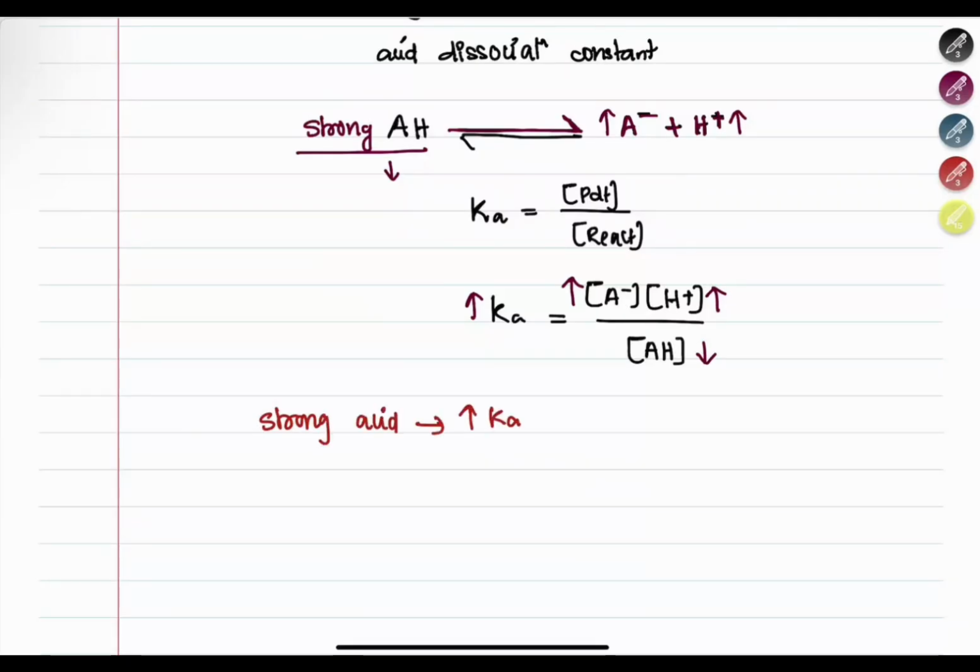Okay. Now we will see in terms of pKa. Here pKa is equal to minus log Ka. So from this equation we can see Ka and pKa have an inverse relationship. That means if Ka is high, then pKa will be low. Ka and pKa are in inverse relationship.